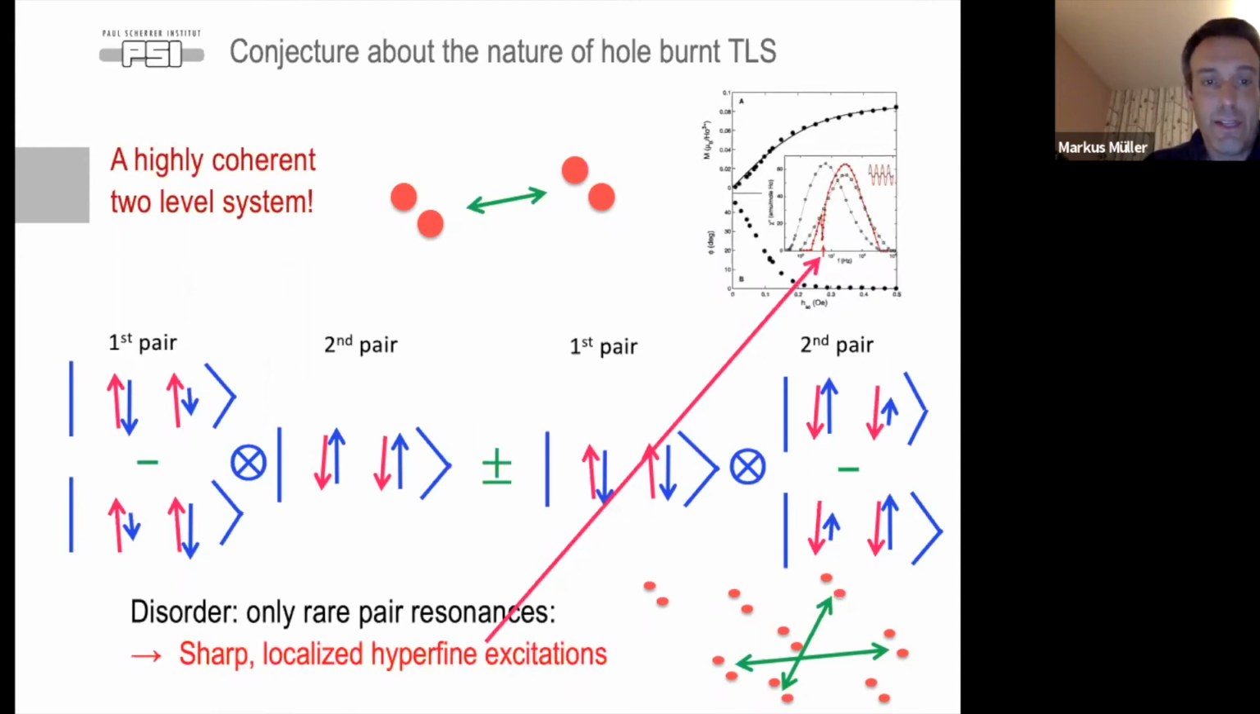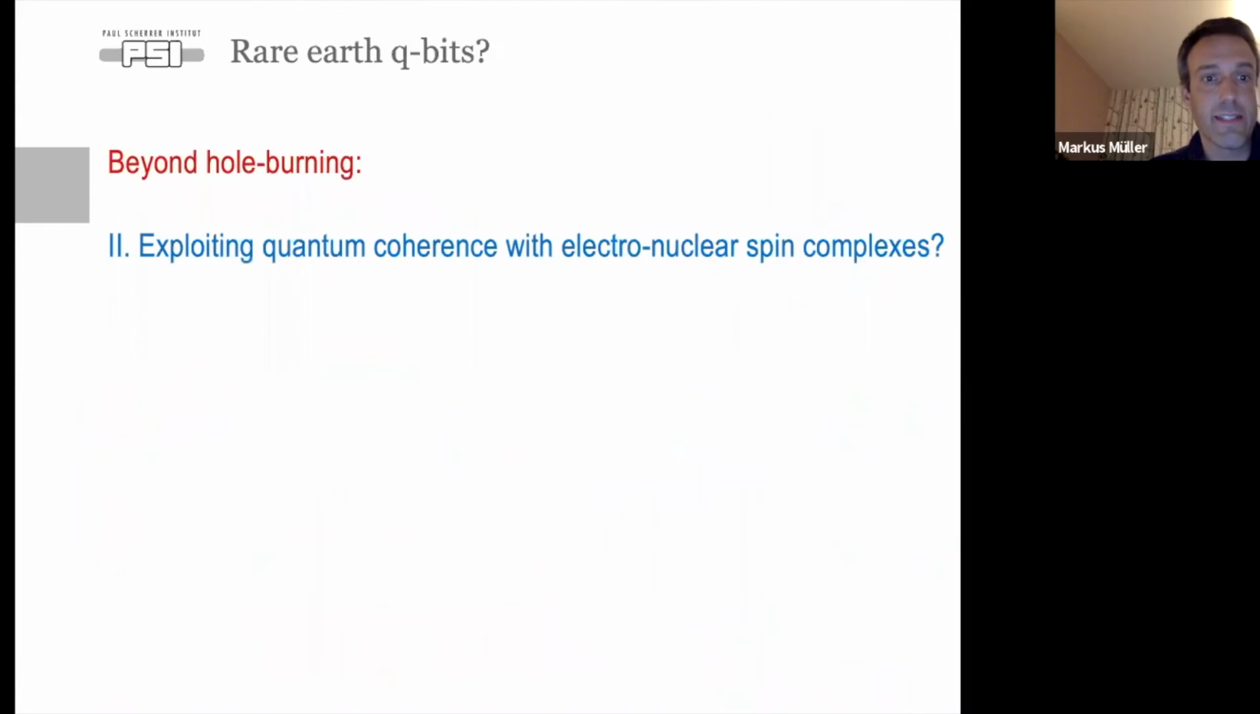Now, this was the first kind of story. Whether this explains the experiment or not, it's an interesting idea to think about such kind of excitations and this very long-lived kind of hyperfine excitation that could be useful for something else.